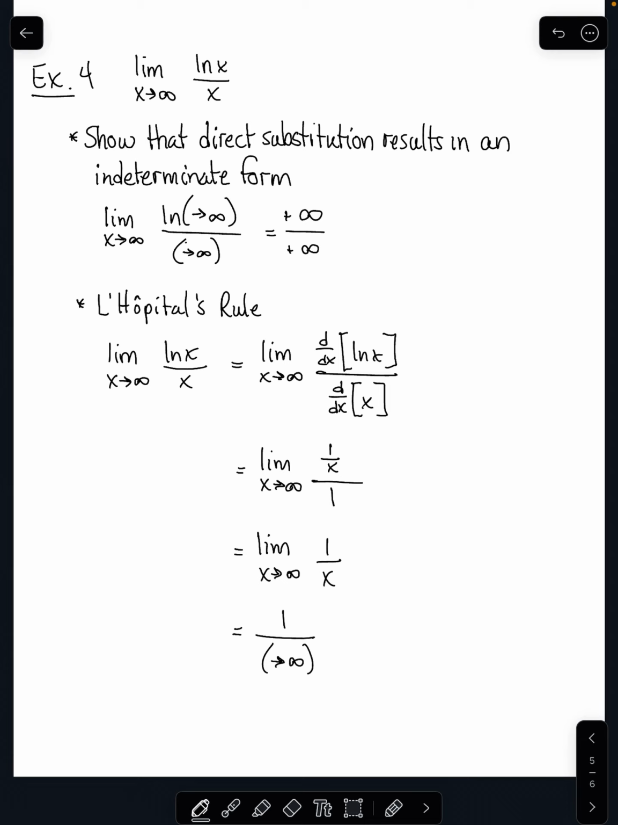Now again, the reason that infinity over infinity is an indeterminate form is because the numerator growing is trying to make the fraction larger, while the denominator growing is trying to make the fraction smaller. In this case, since the numerator is fixed at the constant value 1, we only have the effect of the denominator growing, which in turn makes the fraction smaller. And thus, this limit is equal to 0.